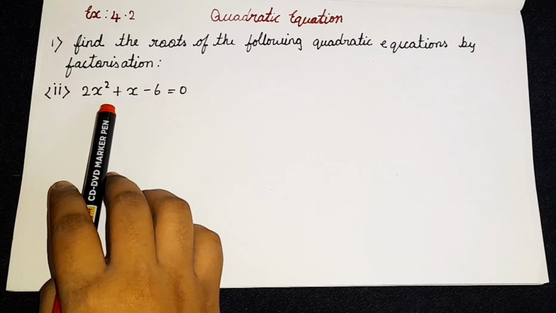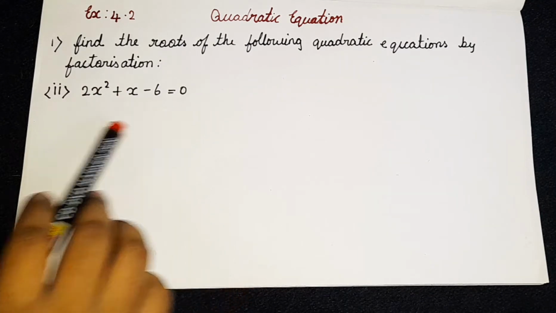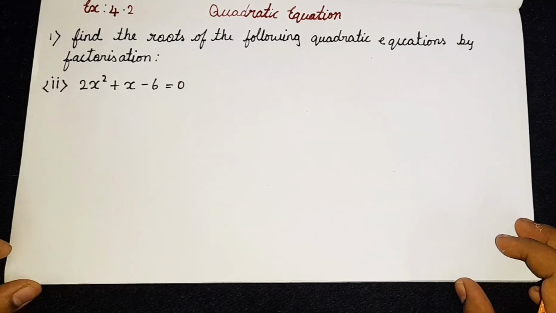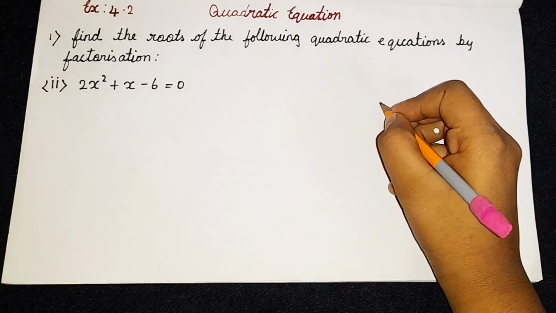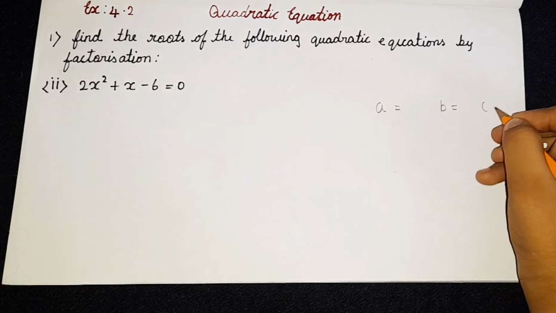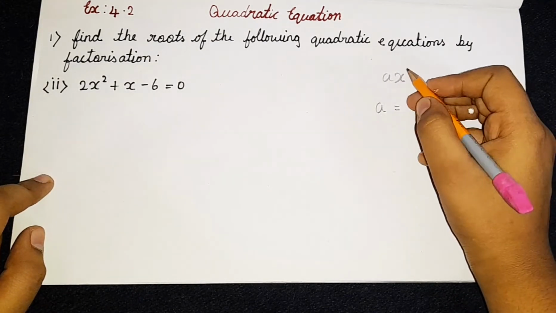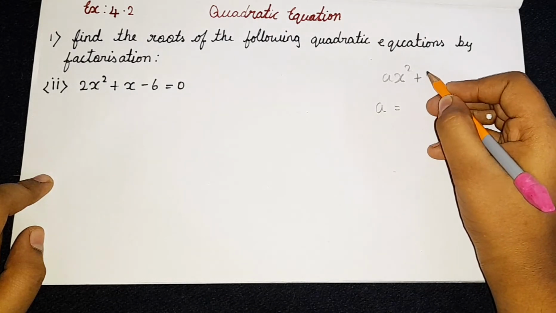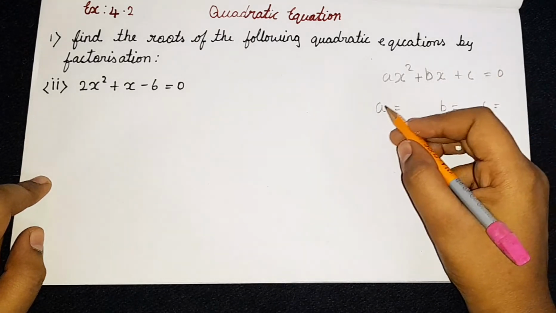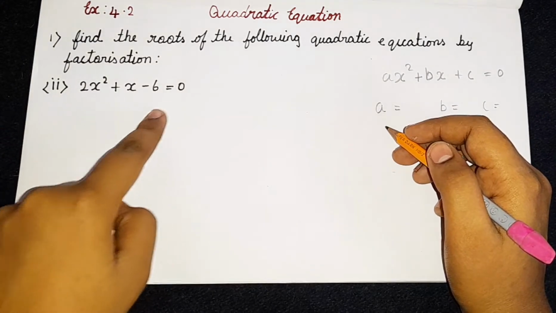So here we have 2x square plus x minus 6 is equal to 0. Again, how we did it in the first subdivision, we are going to be doing the same process. So we shall write a is equal to, b is equal to, c is equal to. What is the a value? As you know, the standard form is ax square plus bx plus c is equal to 0. We are going to be comparing with this equation.